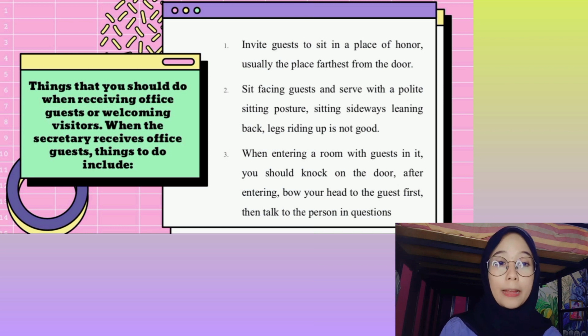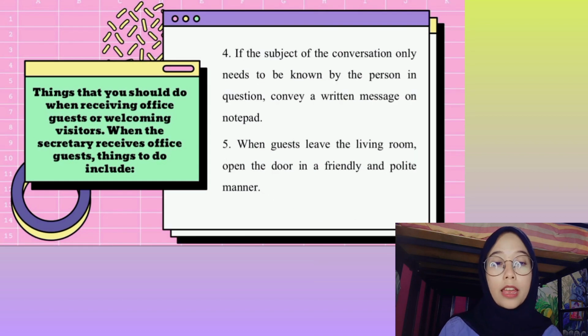not good. Number 3, when entering a room with guests in it, you should knock on the door. After entering, bow your head to the guest first, then talk to the person in question. Number 4, if the subject of the conversation only needs to be known by the person in question, convey a written message on a pen. Number 5, when guests leave the living room, open the door in a friendly and polite manner.